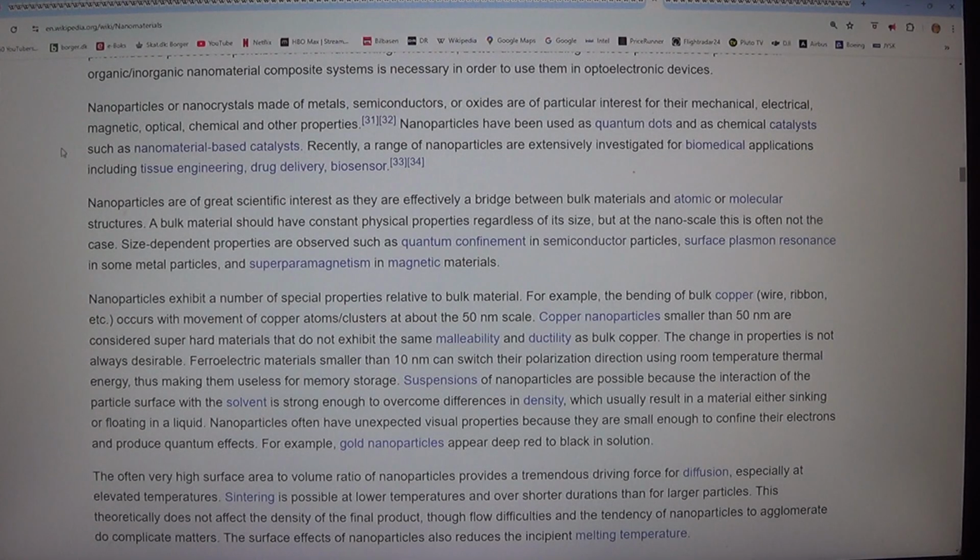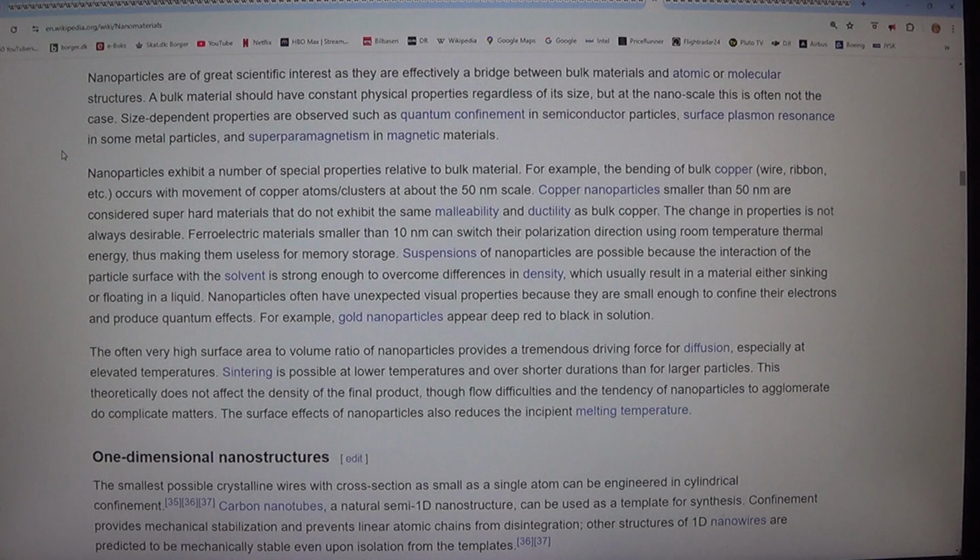Nanoparticles are of great scientific interest as they are effectively a bridge between bulk materials and atomic or molecular structures. A bulk material should have constant physical properties regardless of its size, but at the nanoscale this is often not the case. Size-dependent properties are observed such as quantum confinement in semiconductor particles, surface plasmon resonance in some metal particles, and superparamagnetism in magnetic materials.